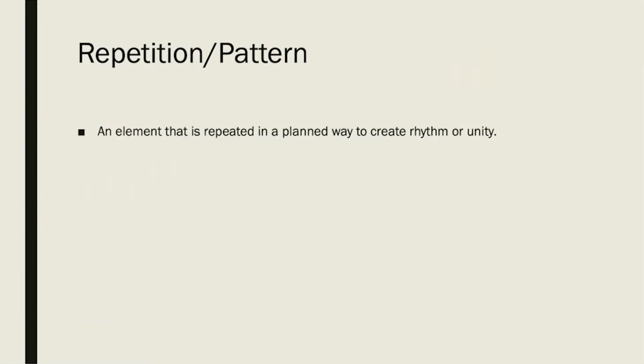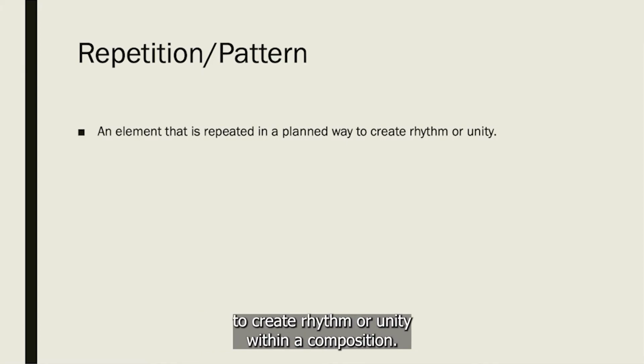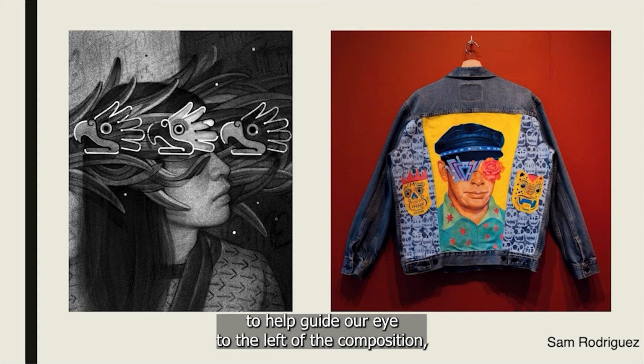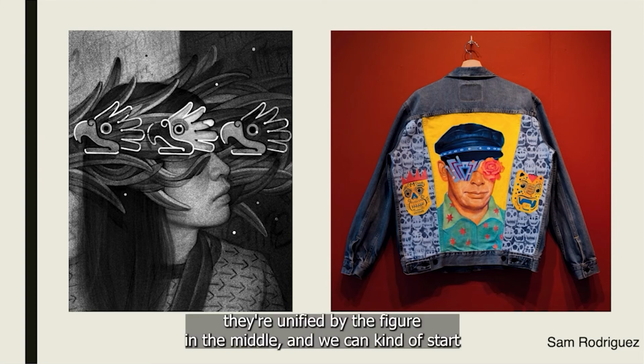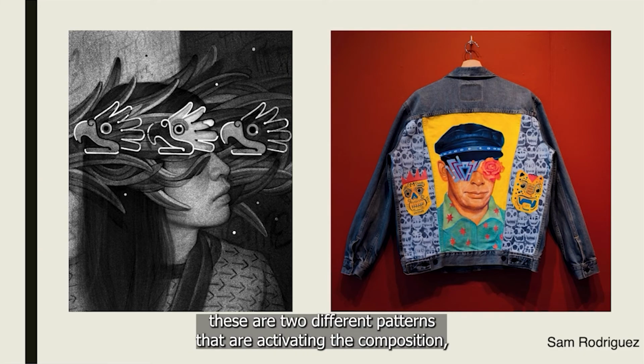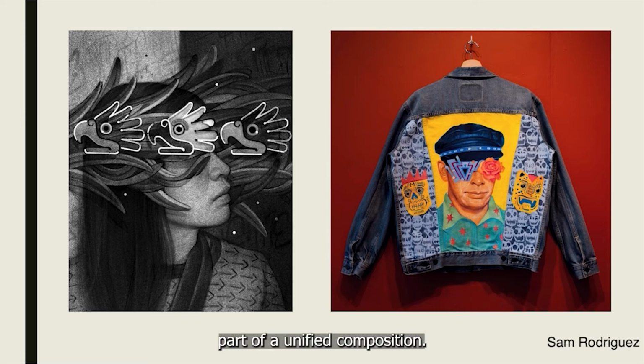Repetition and pattern refer to elements that are repeated in a planned way to create rhythm or unity within a composition. In Sam Rodriguez's work, the repeated eagle motifs move with the feathers to help guide our eye to the left of the composition, while the pattern on the shirt moves us to the right. Although we have two different patterns in this work, they're unified by the figure in the middle, and we can start to create a narrative around these left pulls and right pulls. Despite the fact that these are two different patterns activating the composition, we can get the sense through this figure that they are part of a unified composition.